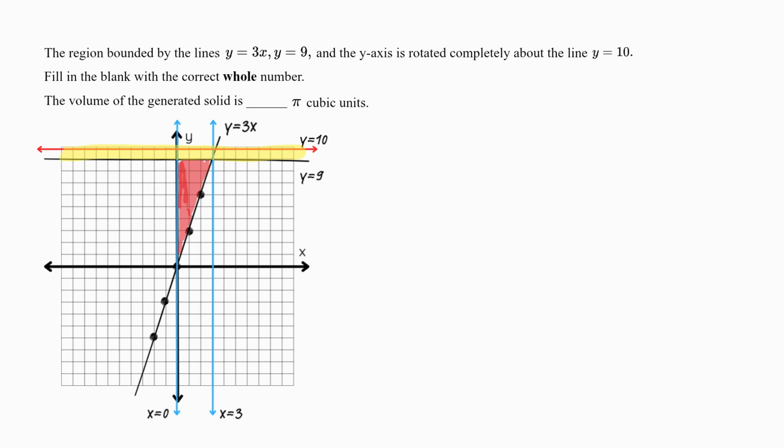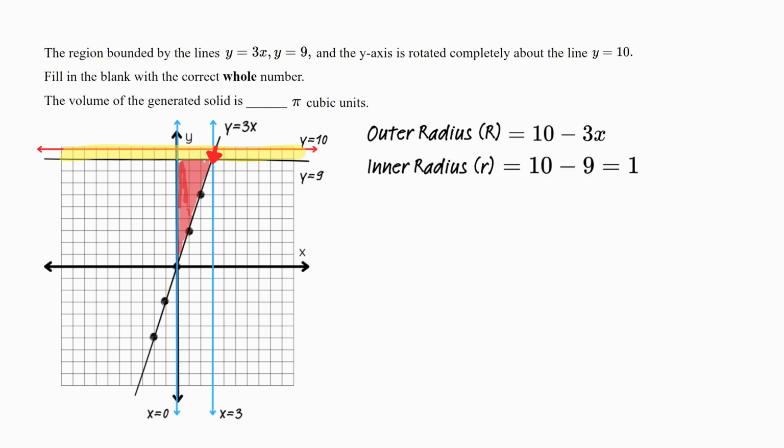We need two radii. The outer radius, big R, is the distance from the axis, y equals 10, to the furthest boundary. That's our slanted line, y equals 3x. Therefore, big R of x equals 10 minus 3x. The inner radius, small r, is the distance from the axis, y equals 10, to the closest boundary. That's the flat line, y equals 9. So, small r of x equals 10 minus 9 equals 1.